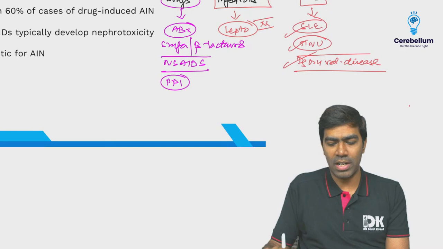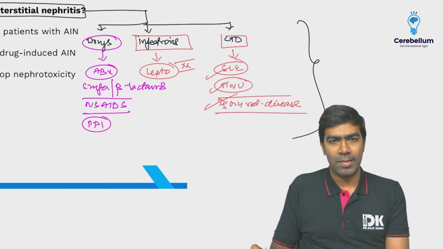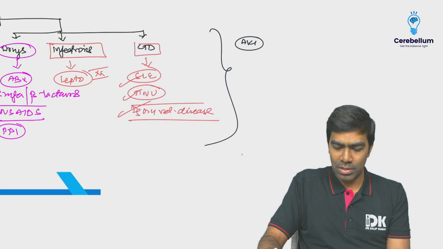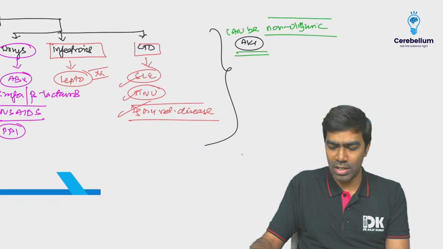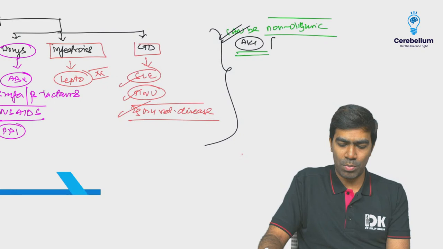Okay, connective tissue disorders producing acute interstitial nephritis. How are they going to present? So common presenting feature, AKI, acute kidney injury. And many times it can fool you. Patients can be non-oliguric. You know, oliguria is one of the important signs of AKI, but acute interstitial nephritis can be oliguric or non-oliguric. Patients can be having normal urine output. The most important clue will be rise in the serum creatinine. That's the important clue.